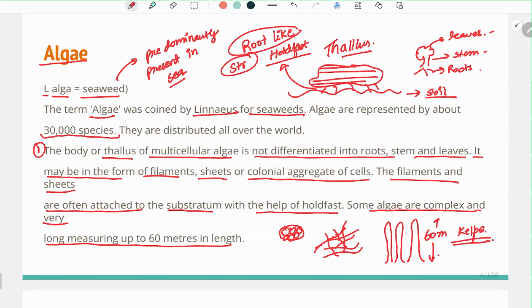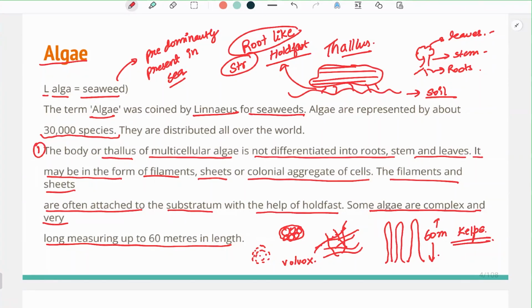We call it kelp. And the aggregate is Volvox. It is the aggregate of cells. It looks something like this, an aggregate of cells. And kelps are present in the sea and they are about 60 meters long. So in their appearance, algae can be of various shapes and sizes.